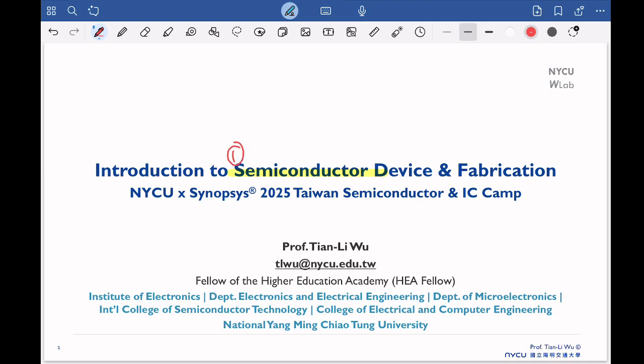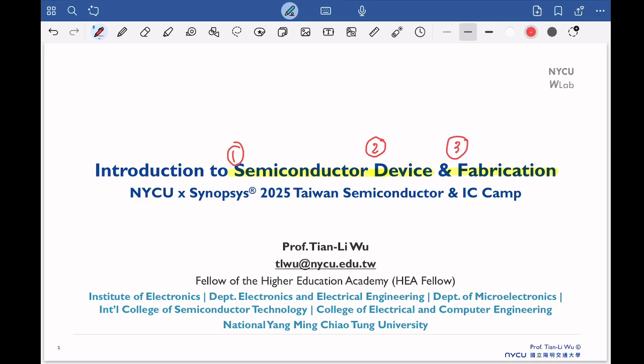And second, we will move on to the device, because beyond a basic understanding of the semiconductor, we also need to understand the structure and schematic of the device that we can use for our electronics. And then the last part will be a brief introduction to fabrication. We will also talk about how, in the real industry, we actually make this amazing electronic device stage by stage.